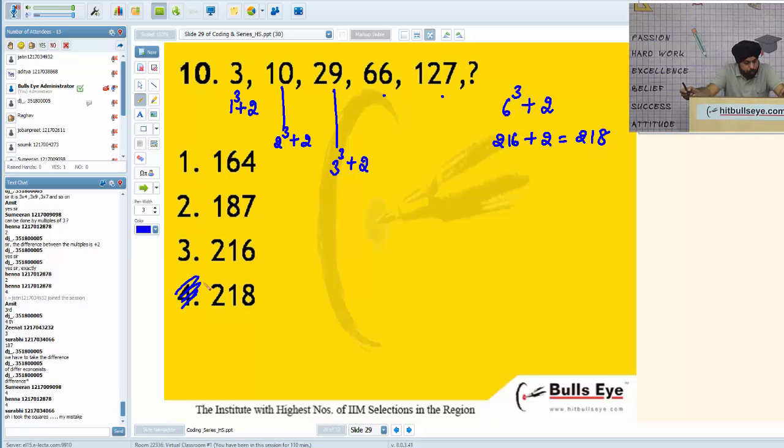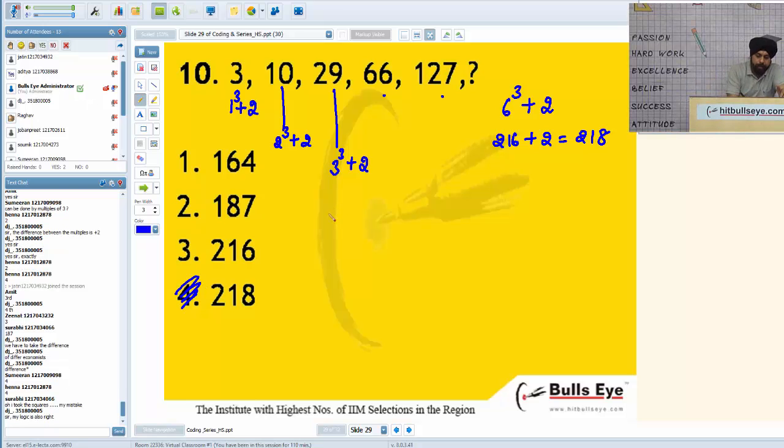Yeah, DJ, with the difference approach we can definitely. Students, okay, this being the last question of series, let me refer one more approach you can apply here. See, the difference approach most of the time will give you the answer. It might not be the direct difference. See, the difference here is 7, 19, and then it is 37, and then it is 61.